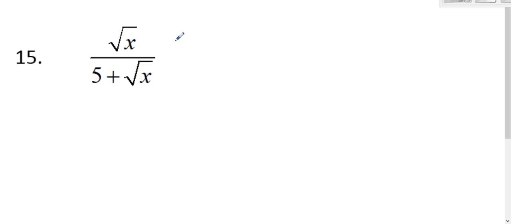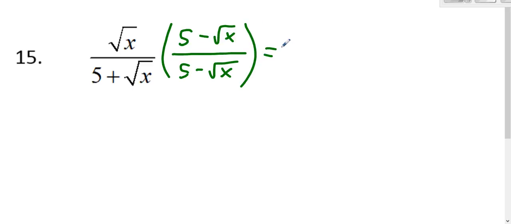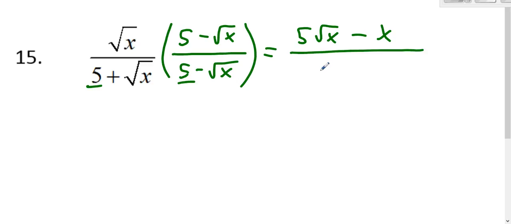Another problem we can simplify by multiplying by the conjugate. We'll rationalize the denominator. So for the conjugate, we have to change the plus to a minus. Distribute the numerator again, so 5 square root of x. And then square root of x times square root of x will just be x. And our denominator, 5 times 5 is 25. Positive times negative, square root of x times square root of x is x.